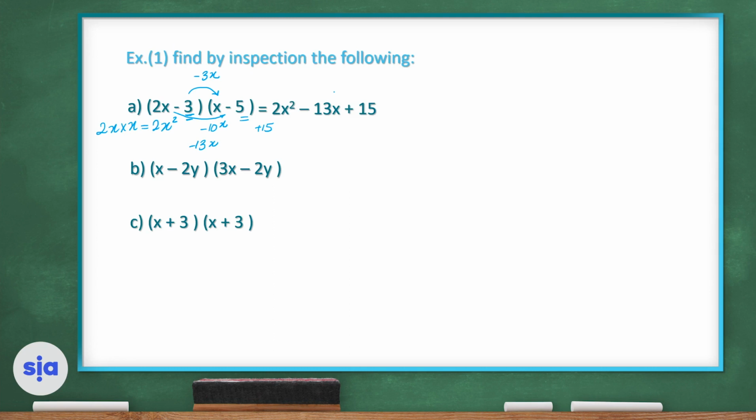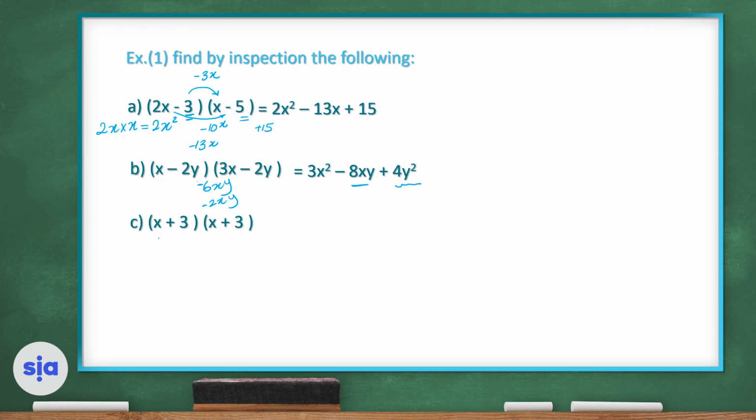Question B, first times first is 3x squared. The means together is negative 6xy. The extremes together is negative 2xy, so it's negative 8xy. Then the second times the second is a positive y squared.